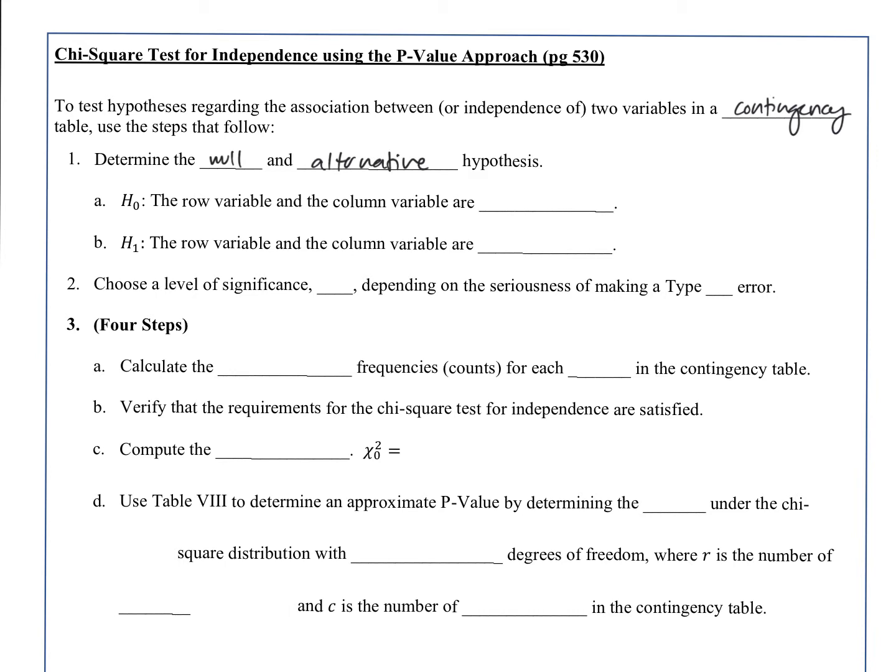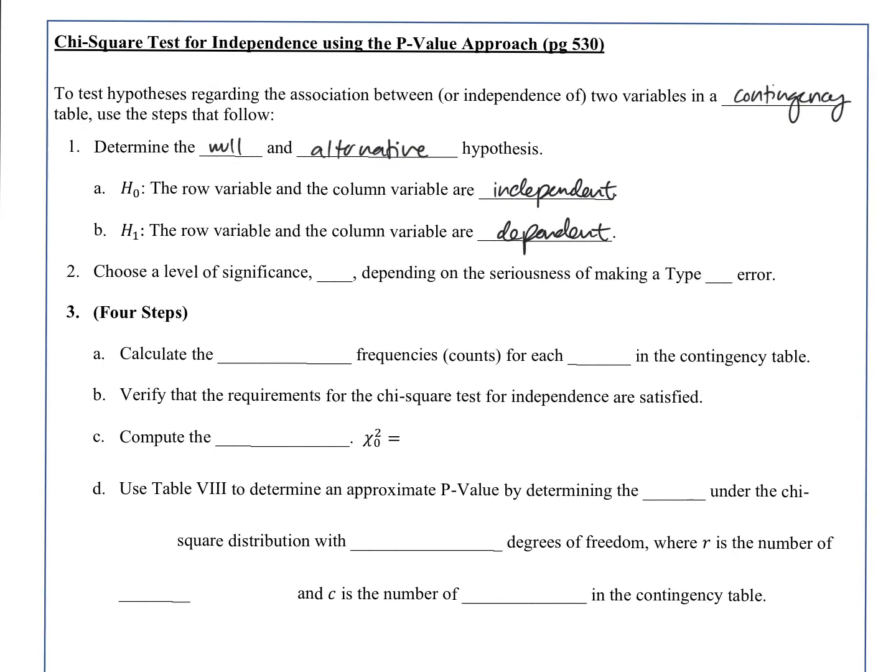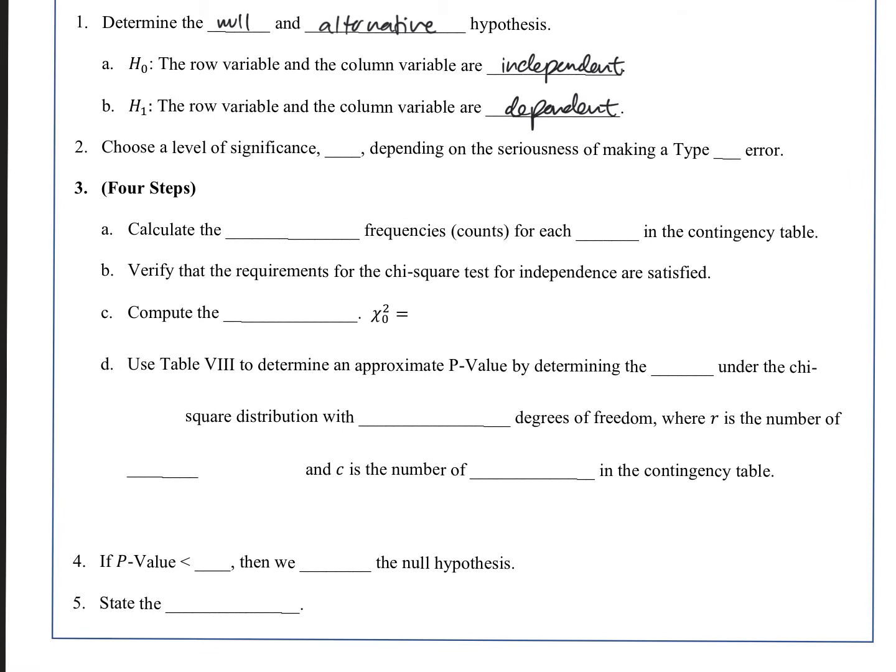So for alpha, the null hypothesis: the row variable and the column variable are independent. It means there is no connection. And the alternative: the row variable and the column variable are dependent. Step 2, once again, choose a level of significance alpha depending on the seriousness of making a type 1 error.